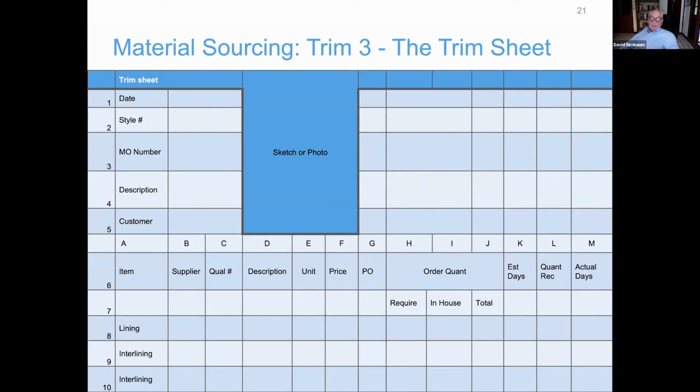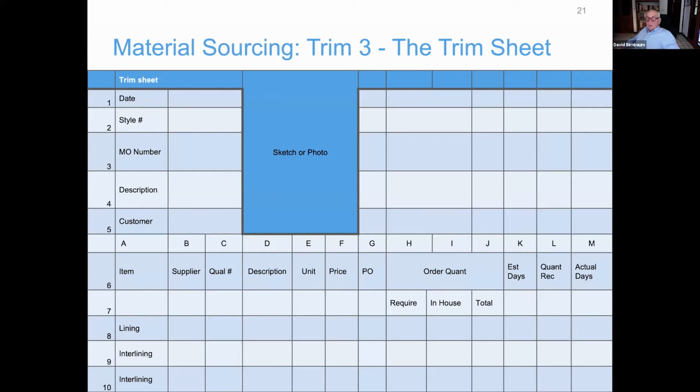The next group, A to M, is important. This is the information you want to know about every single trim item. Some of it you can know from the very beginning and should know when you quote the price. The item is lining. Who supplied the lining? So it's not just the name. We use numbers for this. The quality number, the description of the lining. What is the unit? What is the price? All of these things are provided before you actually quote a price.